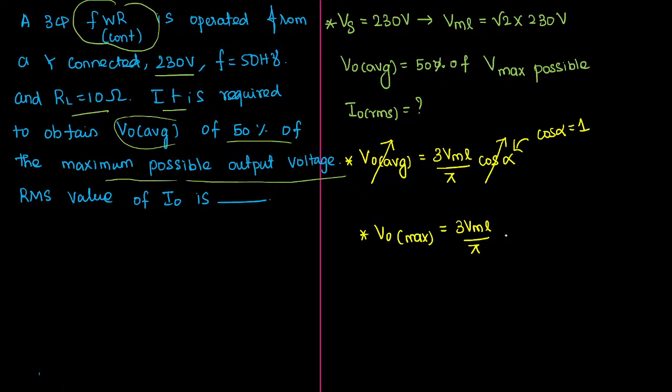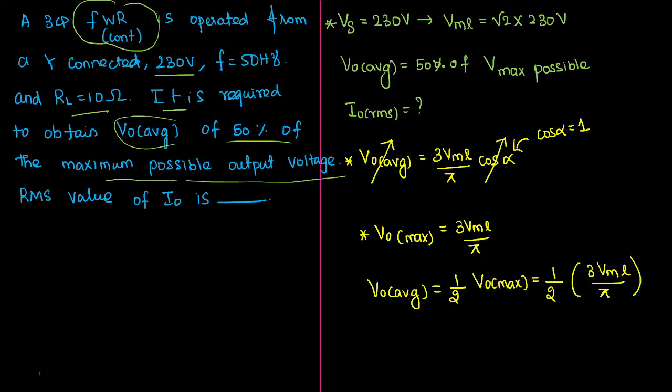It may be any type of rectifier. So now this is the maximum expected output voltage. So from this, what can we say? For our question, V0 average is going to be half of the maximum expected output voltage. So I can substitute 1 by 2 into maximum expected output voltage, which is 3 times maximum line voltage by pi. Yes or no? One part is over.